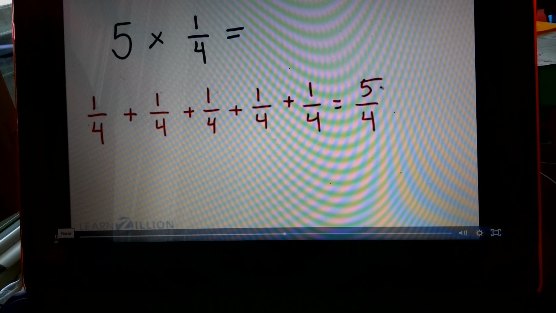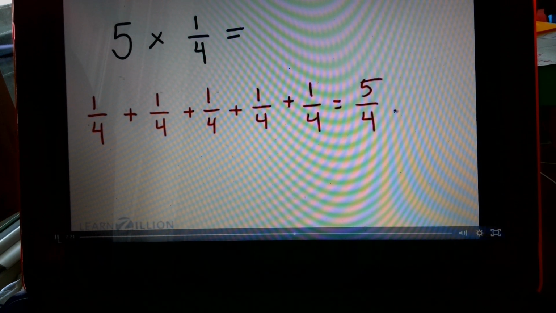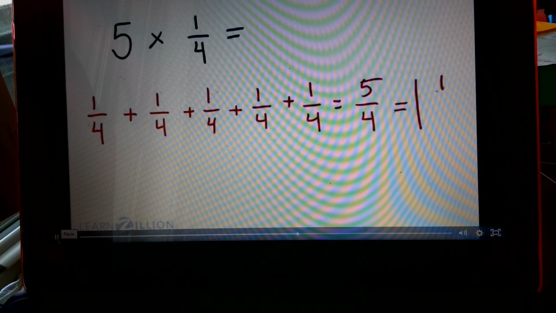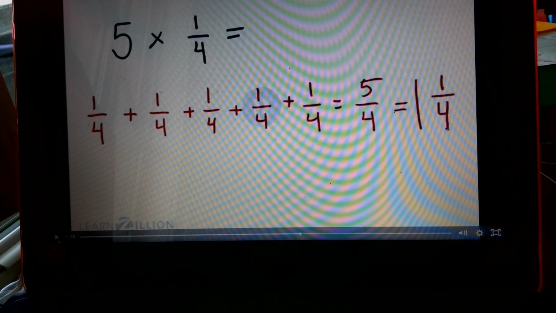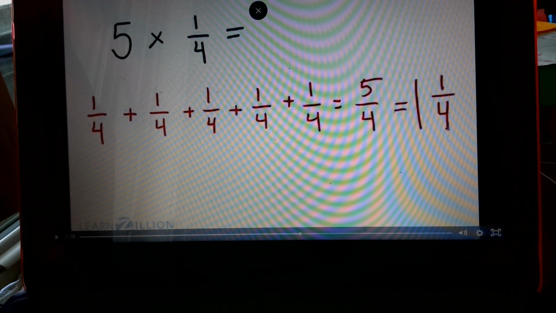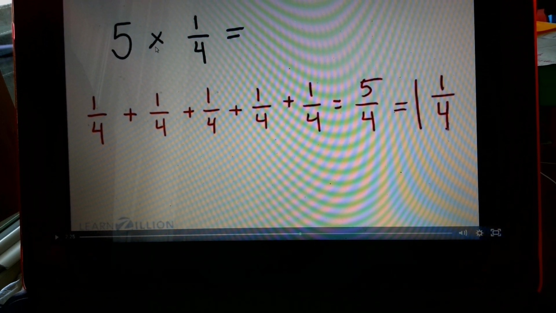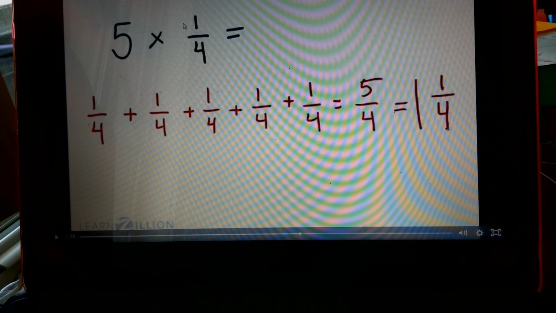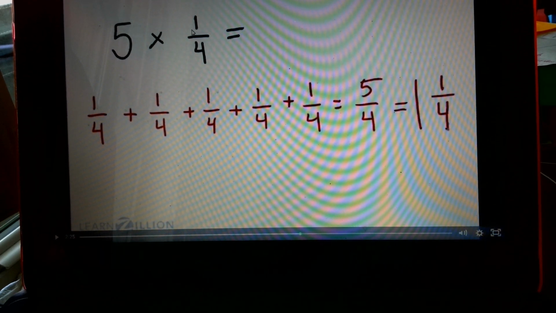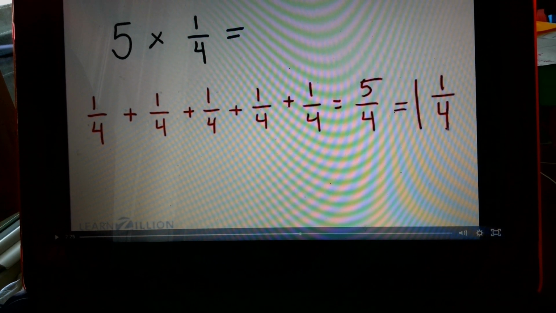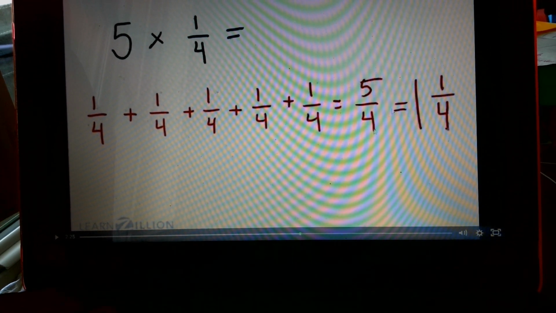So our numerator is larger than our denominator, so we can divide to find our mixed number, which would be 1 and a fourth. Okay, so that's video 6. Like I said, I recommend you watch the whole video. It's really important that you know what multiplication is. It is groups of, okay? So you have 5 groups of 1/4, okay?